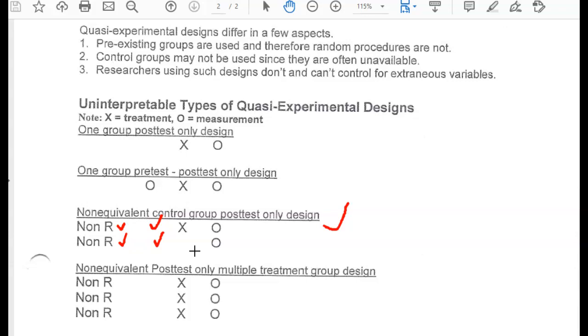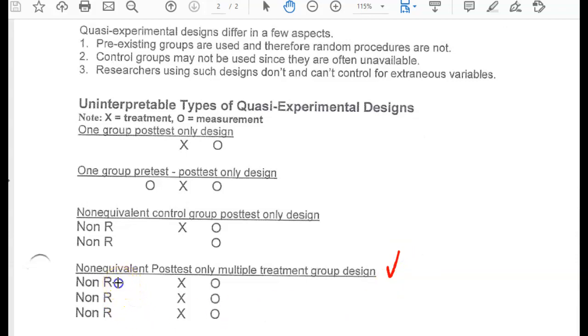But there is no pretest and there is no randomness. Fourth one, we're getting slightly more scientific here, but we still have two problems. Non-equivalent, post-test only, multiple treatment design. Do you need to memorize those words for the exam? Of course not. What if I have three different groups?